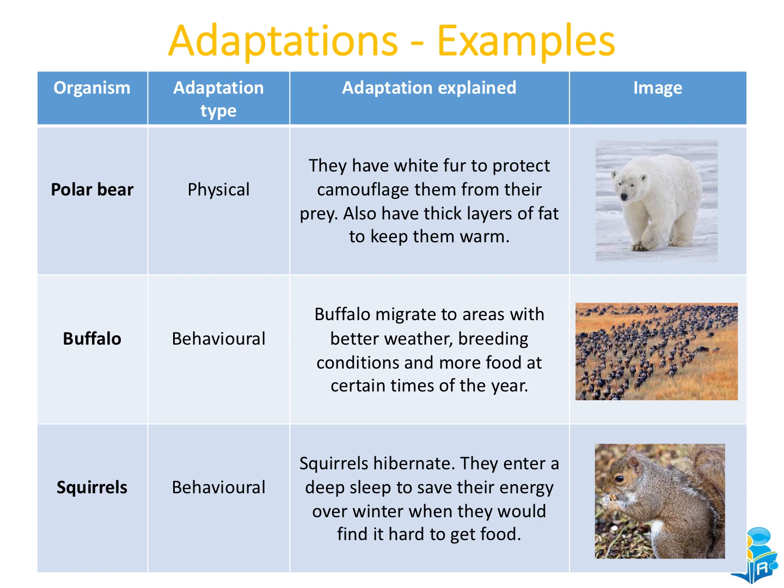Okay, so a couple more adaptations then just before we move on. The polar bear had a physical adaptation, so they have white fur to protect or camouflage them from their prey. They also have thick layers of fat to keep them warm. Buffalo actually have a behavioural adaptation, so this is when we talked earlier on about migration. Buffalo migrate to areas with better weather, better breathing conditions, and also where the areas might have more food at certain times of the year.